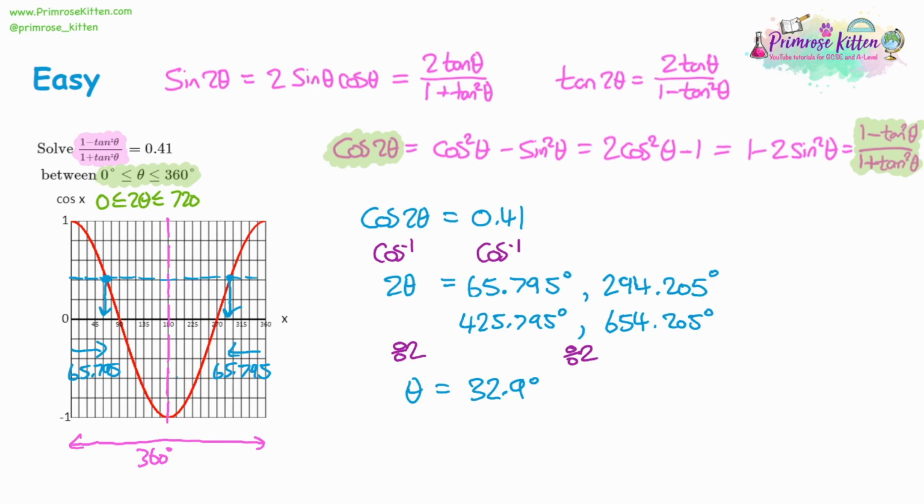Our next answer is 294.205. Let's divide that by 2. And we get 147.1 degrees. Then 425.795, divide that by 2, and we get 212.9 degrees. And then 654.205, divide that by 2, and we get 327.1 degrees. So we've got 4 answers. At the end, double check, do these fall in our range in between 0 and 360 for 1 theta? And they all do. So we've got 4 correct answers.